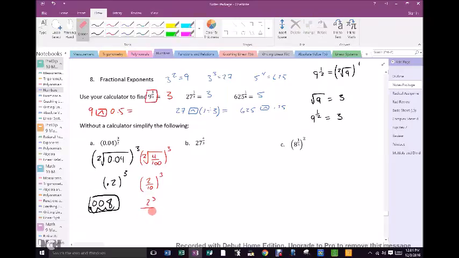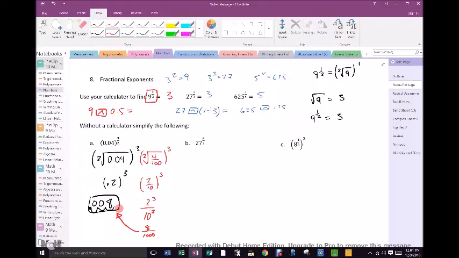That looks like 10 cubed, which is 2 cubed is 8. 10 cubed is 1,000, which is, of course, 0.008. Is everybody good? It's all stuff you know from the 8th grade. We're just doing something a little different with it.